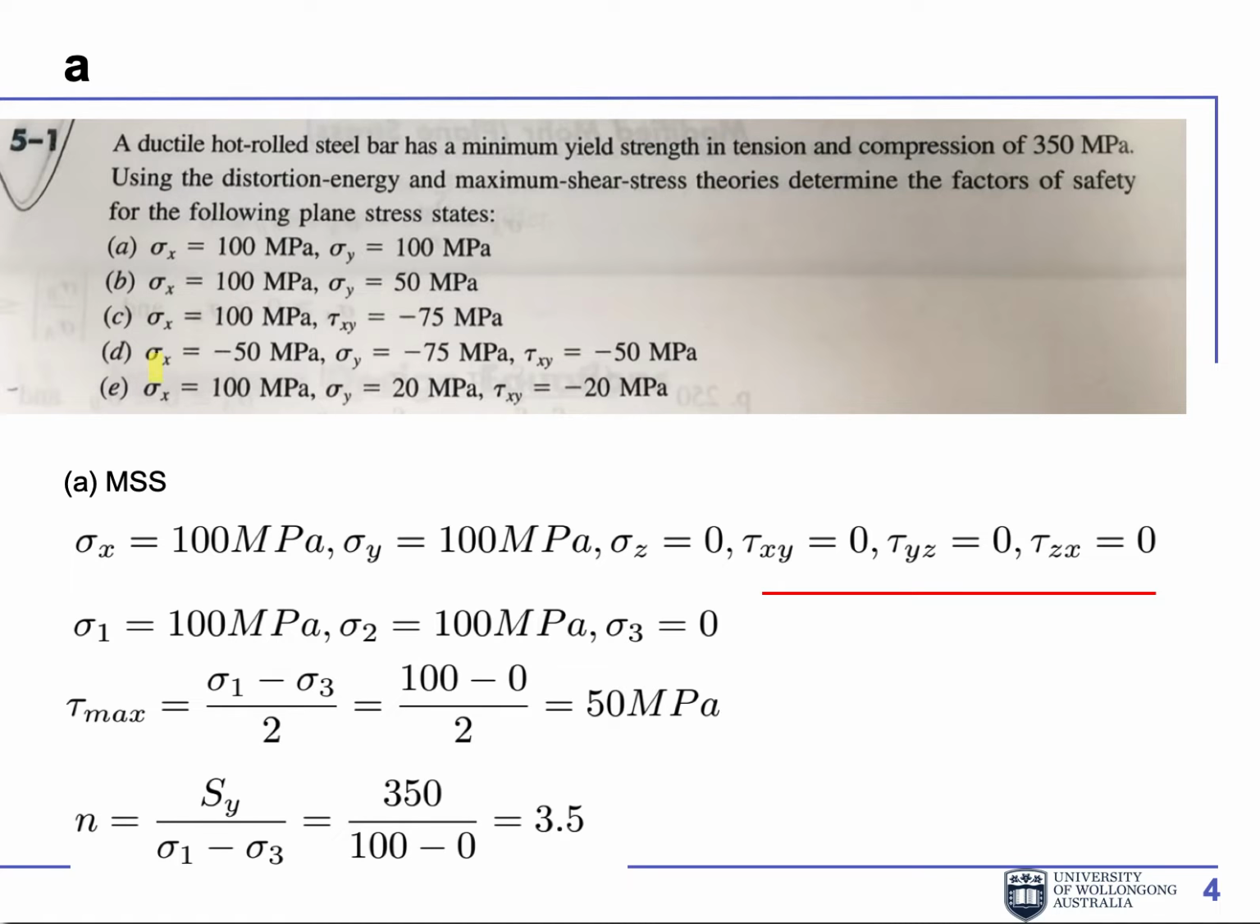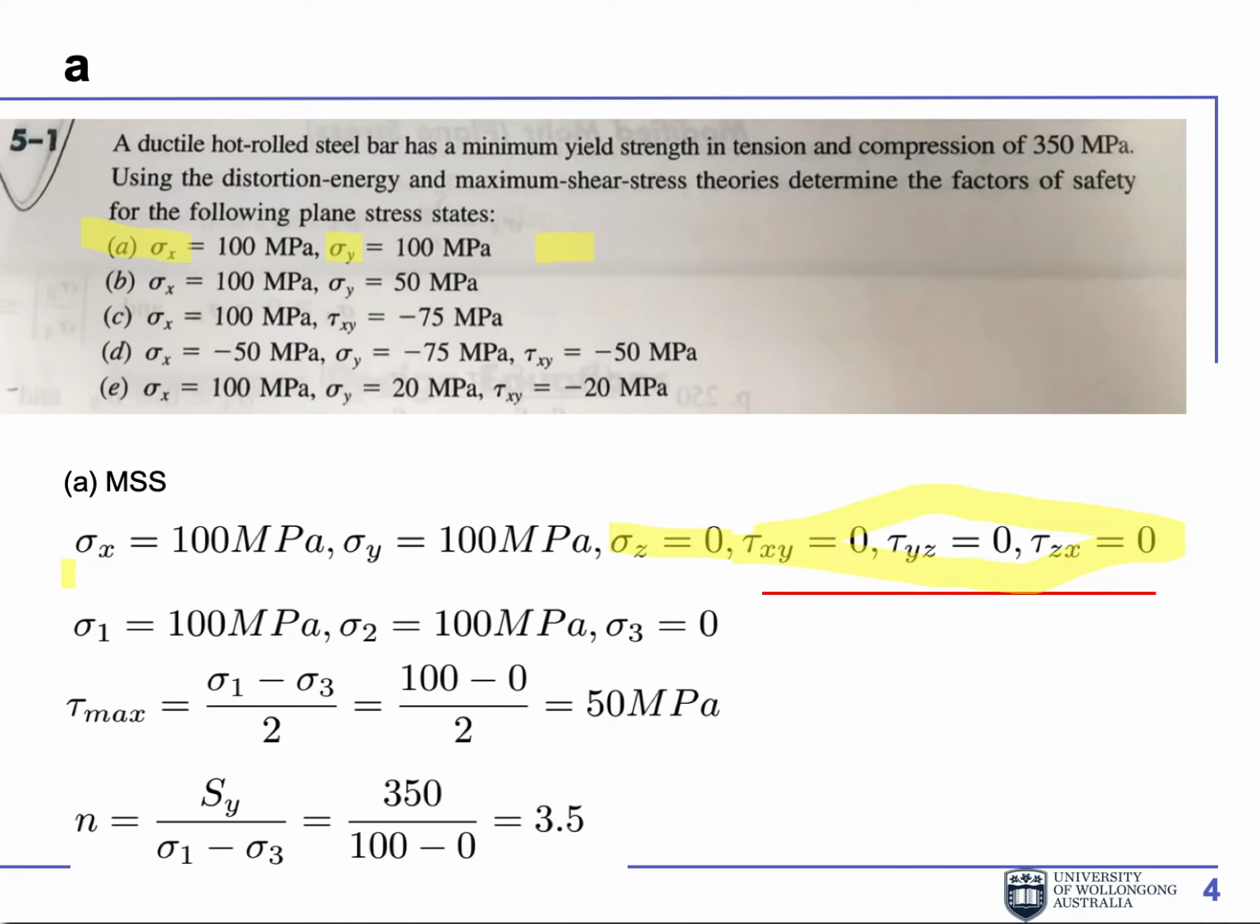So the question here is, we want to use the maximum shear stress theory to look at the failure condition, safety factor, with a certain kind of loading condition. So this one is question A. We get sigma x is 100, sigma y is 100. We don't have tau here, so that means they're all 0. And we didn't mention sigma z, so that's 0 as well.